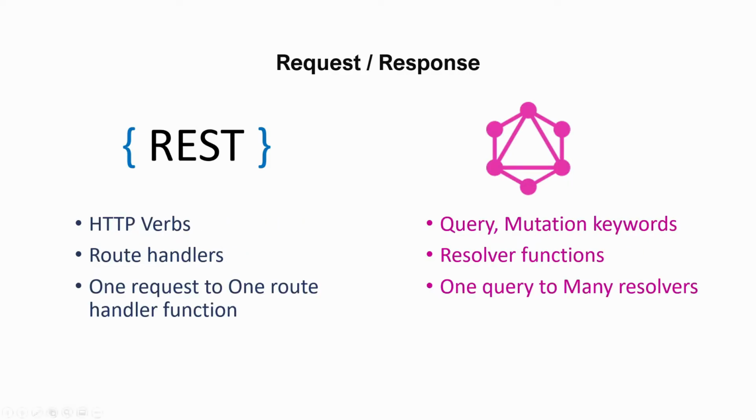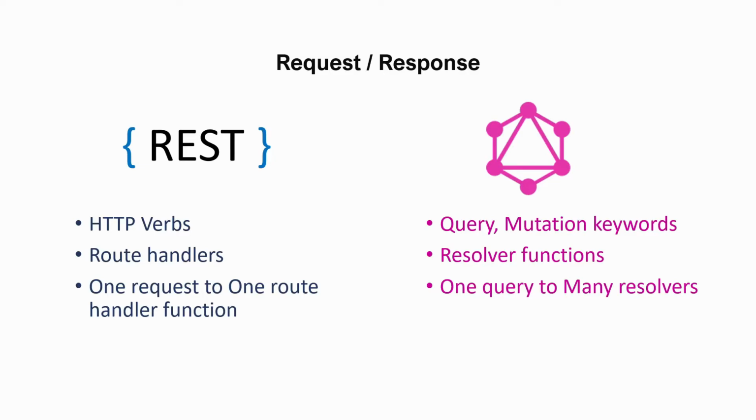The next difference is how each API structures their request and response. On the client side, REST differentiates requests using the HTTP verbs, so things like GET, POST, DELETE, and PUT. On the other hand, GraphQL differentiates read and write using the query and mutation keywords. And those are some of the differences when you write a request from the client to those APIs.